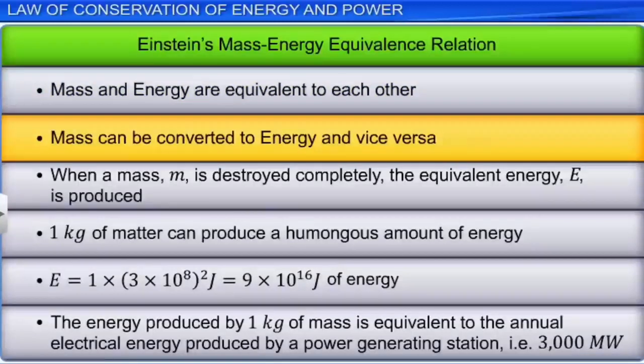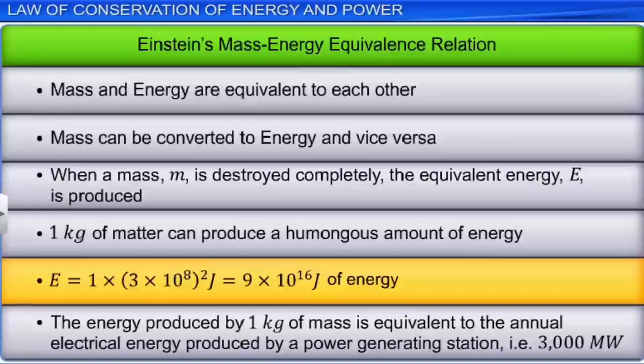When a mass m is destroyed completely, the equivalent energy, E, is produced. Thus, according to Einstein's mass-energy equivalence equation, 1 kilogram of matter can produce a humongous amount of energy, which is E is equal to 1 × (3 × 10⁸) square joules, equal to 9 × 10¹⁶ joules of energy.